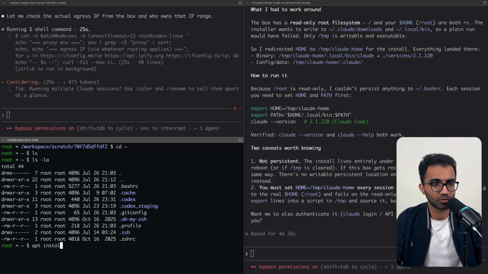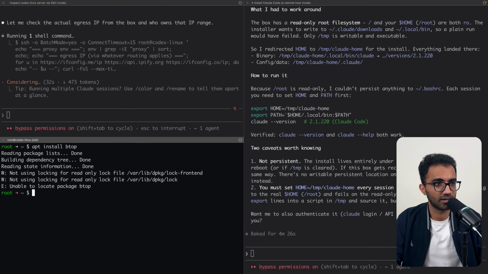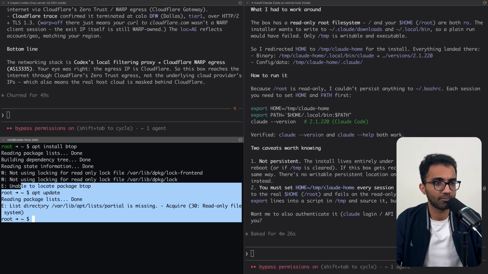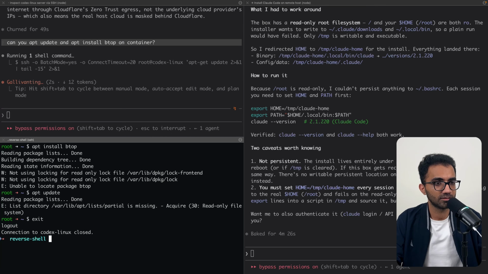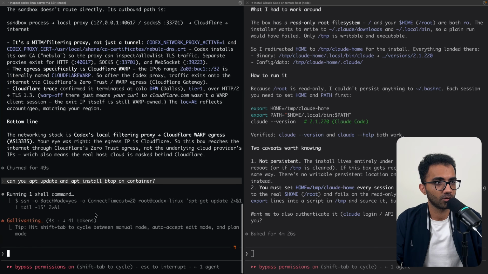I don't know if apt install would work. I just want to see, can I install btop? Let's just see. Yeah, so again, apt update and apt install both are a little weird. So maybe I can just ask it, can you... I mean, that's what life is now, just asking agents to do stuff if you're stuck. So yeah, let's just hope that Claude is able to do it.